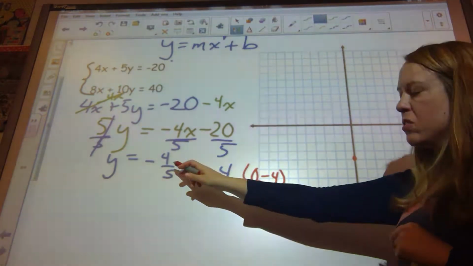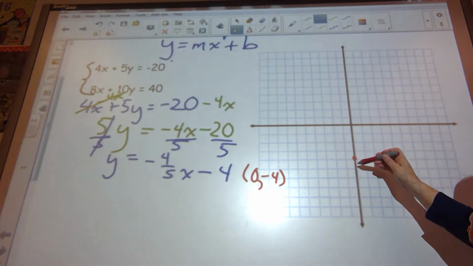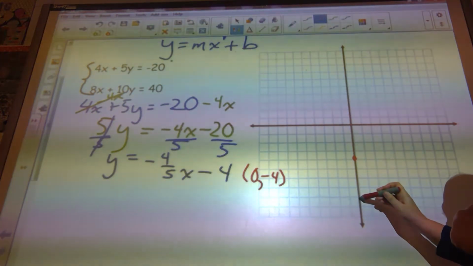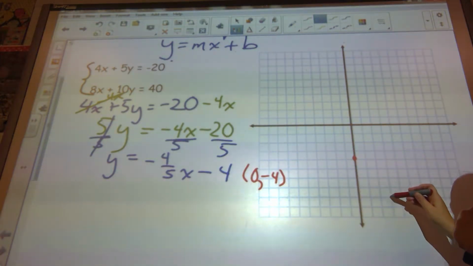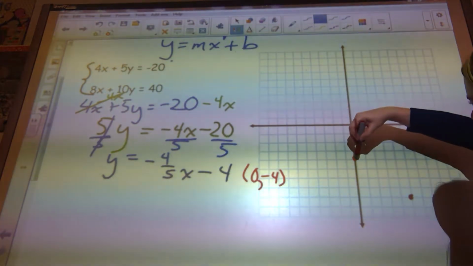Okay, I'm going to use my slope, which is rise over run. So negative 4, so down 4, and over 5. 1, 2, 3, 4, 5. Okay, so now that's my first line.